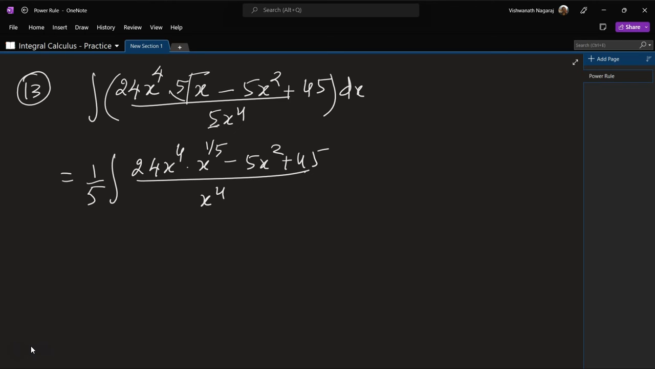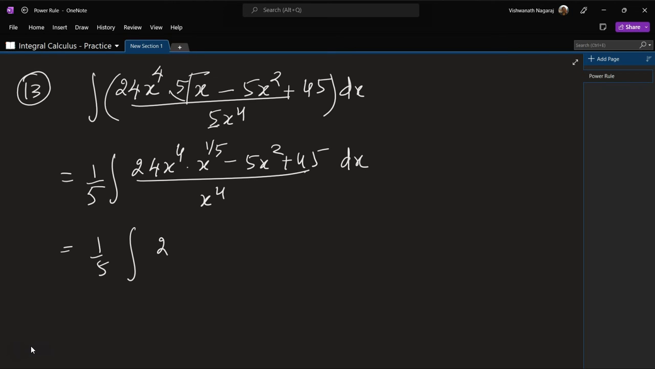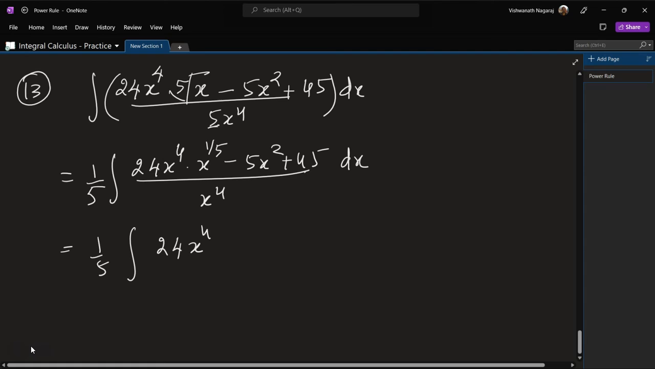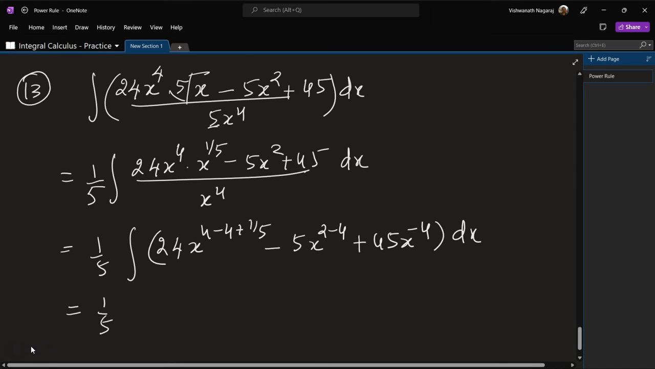divided by x to the power of 4 dx. So 1 by 5. Now x to the power of 4, we take it up with respect to each of the terms in the numerator. So we get 24x to the power of 4 minus 4 plus 1 by 5, minus 5x squared minus 4, plus 45x to the power of minus 4 dx.